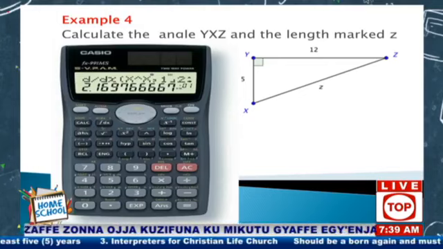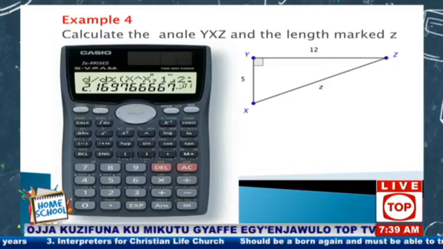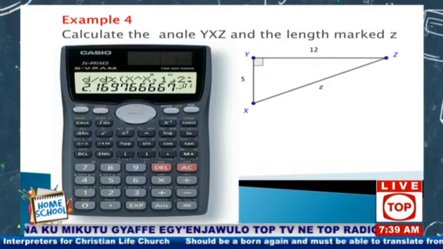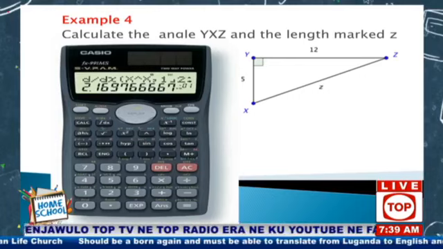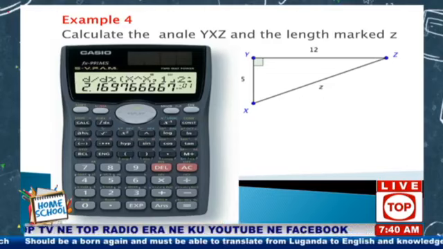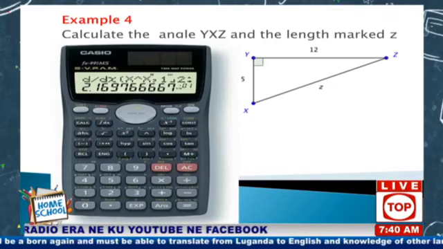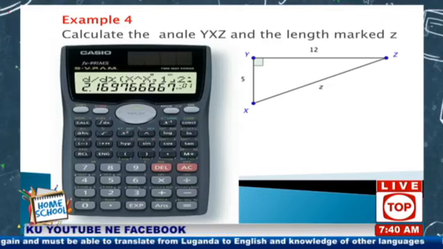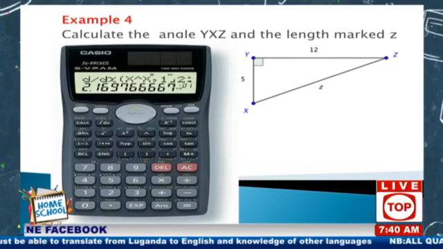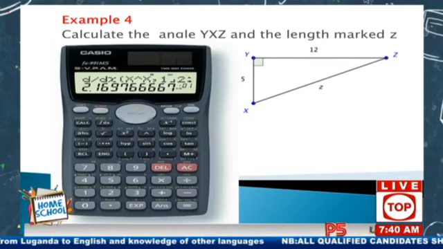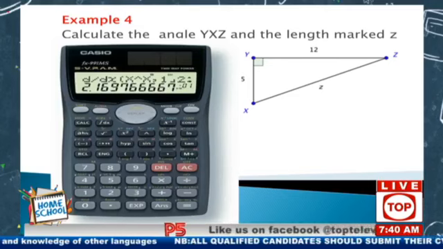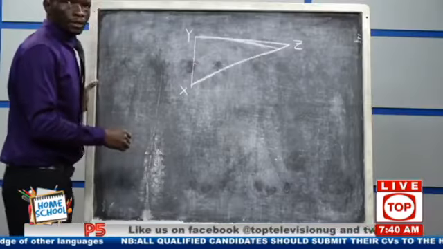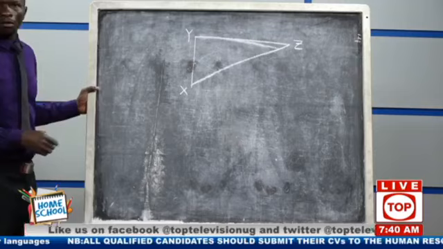Let's calculate angle YXZ. No, it should be YZX. Okay, no, fine, let it be YXZ. Calculate the angle YXZ. How do I obtain angle YXZ?